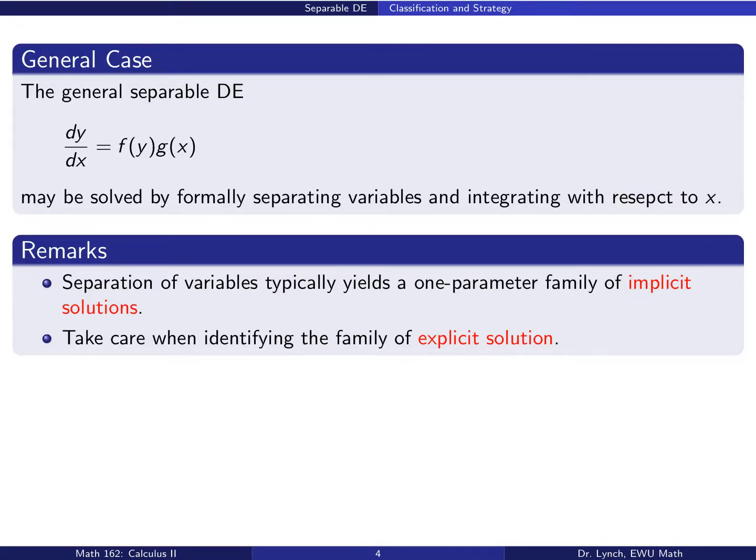Before an example, I'll mention that separation of variables typically yields what we'll call a one-parameter family of implicit solutions. So there are a lot of words here. The one-parameter part comes from a constant of integration, and a family of implicit solutions means that we haven't solved explicitly for the unknown function. As we'll see a little while later, what we'd like to see is an explicit solution, and sometimes you have to be a little bit careful checking out the explicit solution.